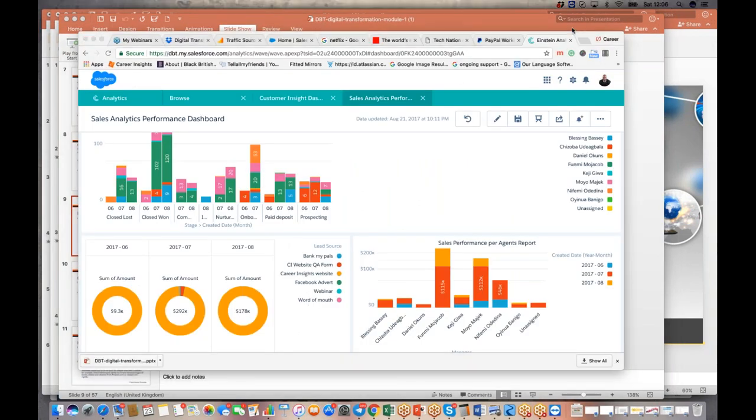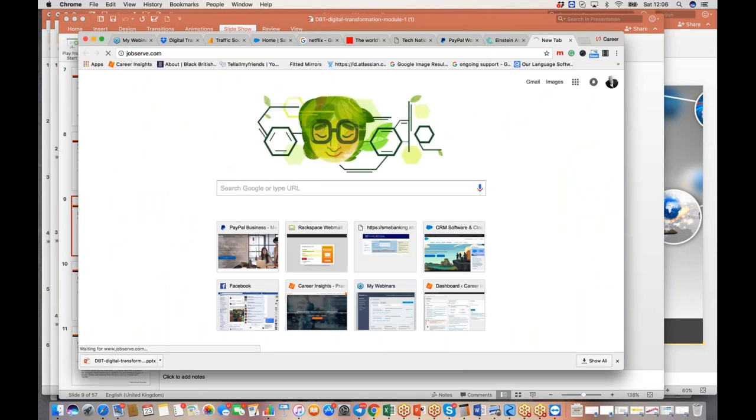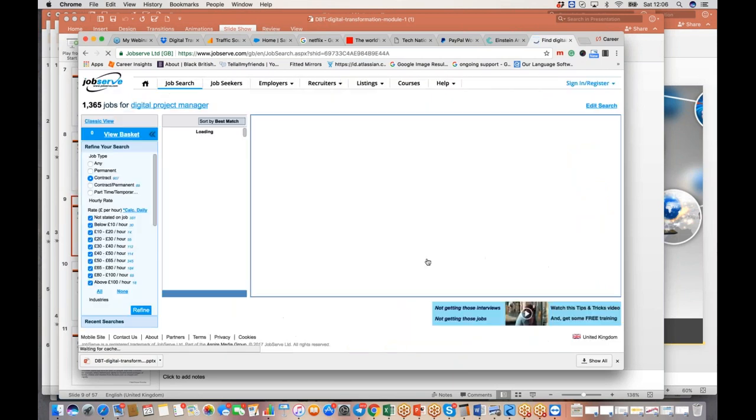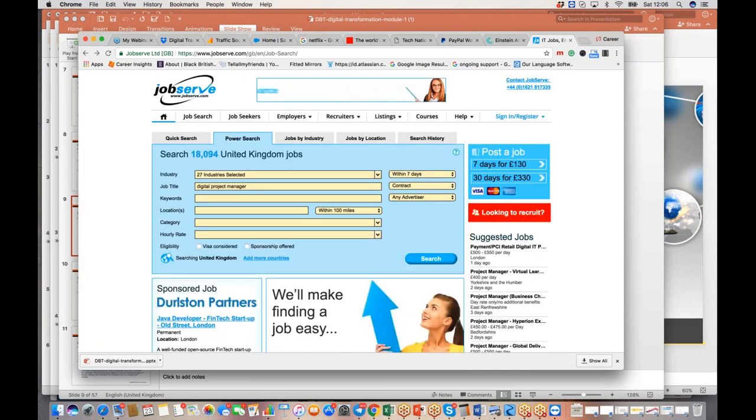And we can quickly confirm that here. So if I go to jobserve.com and I type in digital project manager and I type contract, you will see tons of jobs. At least 1,300 something jobs, 500 a day, 300 a day, 450 a day. I type in digital business analyst. In fact, go and spend your time and check.